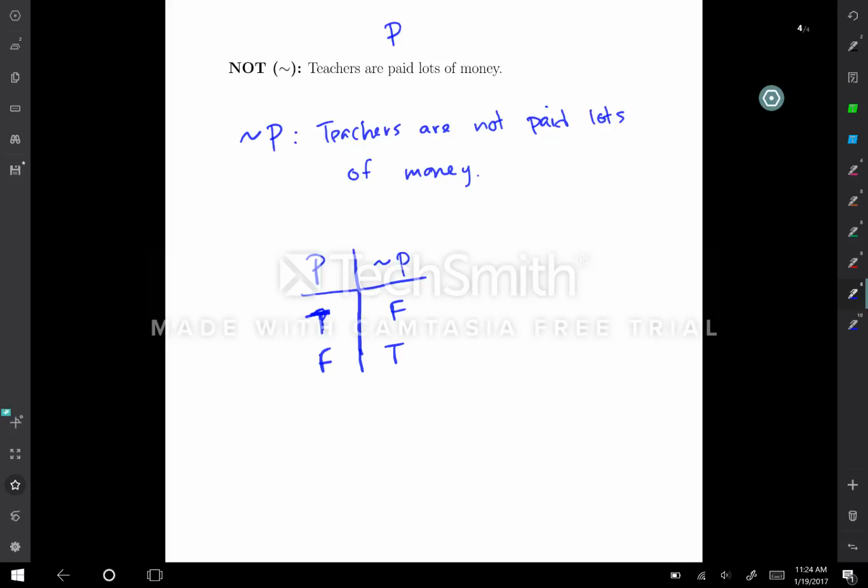In general, the number of possibilities that you will have will be 2 to the n, where n is the number of statements that you have. So far, we've only looked at having 1 or 2 statements being put together for our truth table.